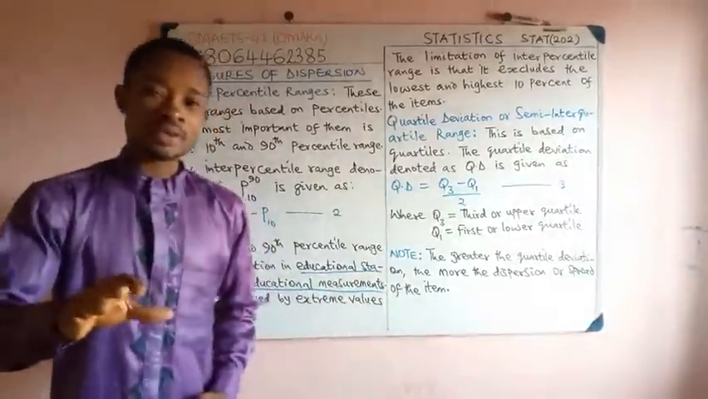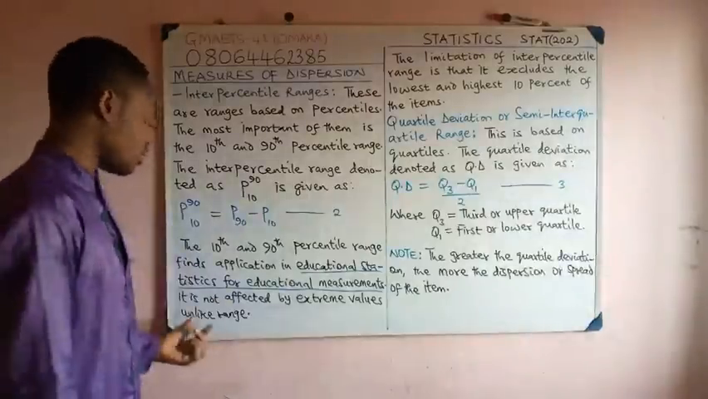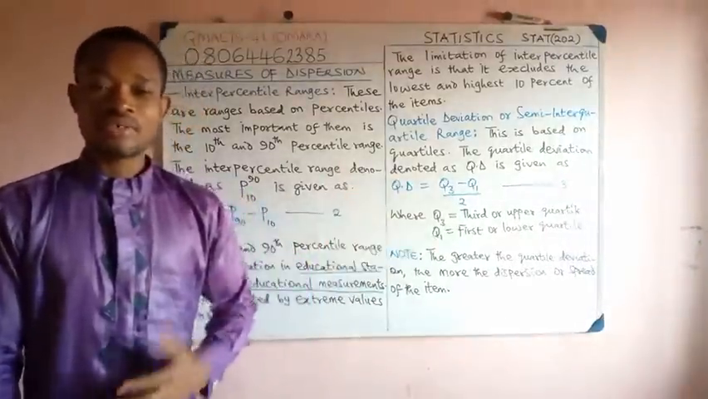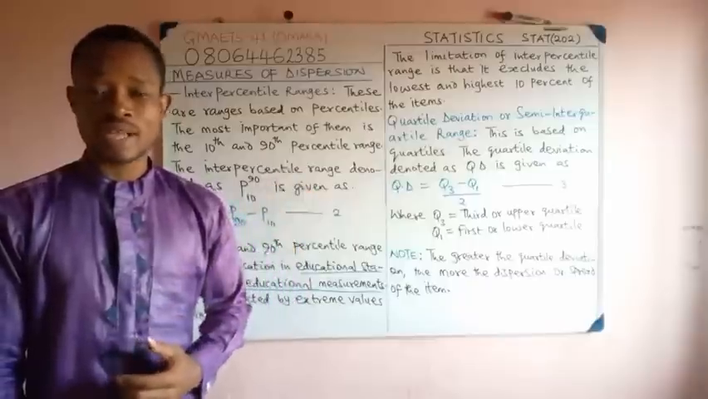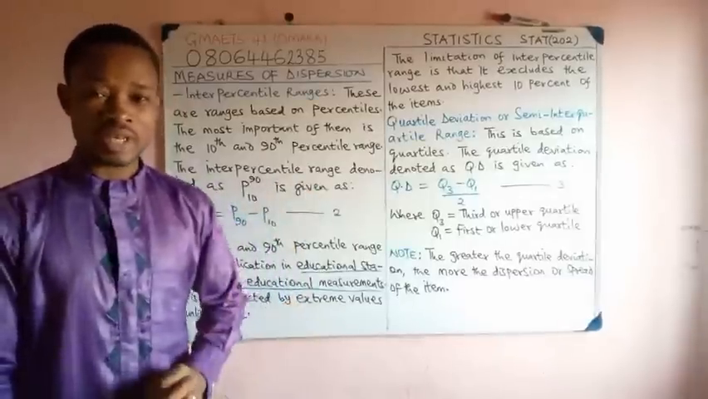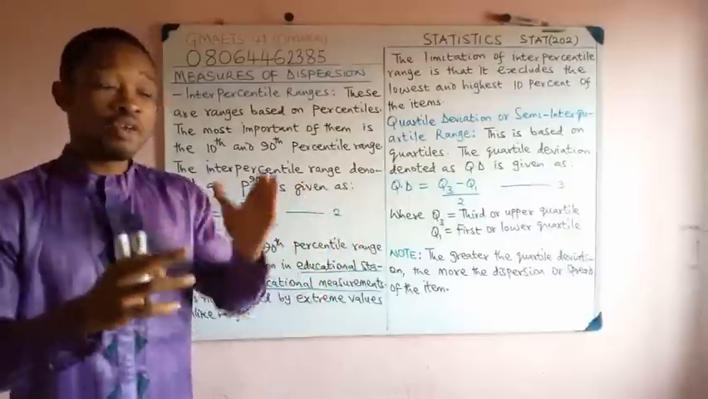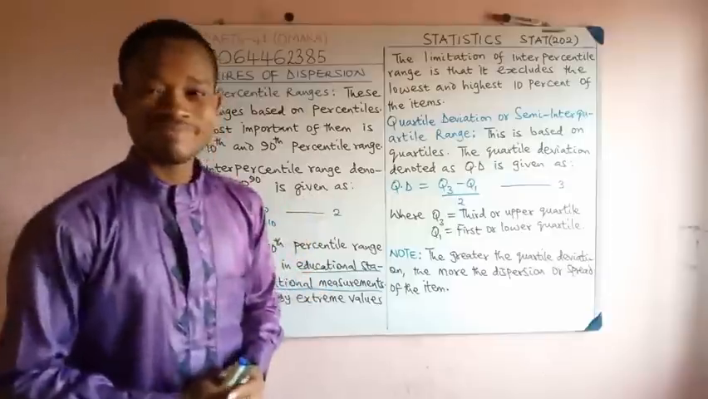One good thing about the interpercentile range is that it is not affected by extreme values, unlike the range, which is affected, okay? The range usually deals with the highest and the lowest value in the distribution, but the interpercentile range is not affected by that. At least it is able to take into consideration all values from the 10th percentile to the 90th percentile. A good one anyway.